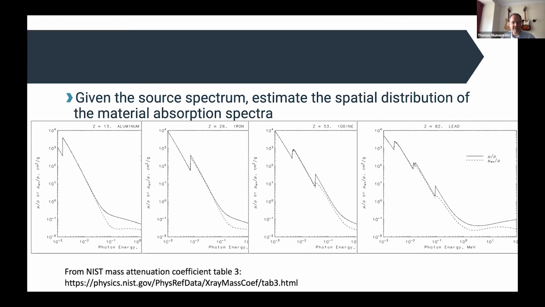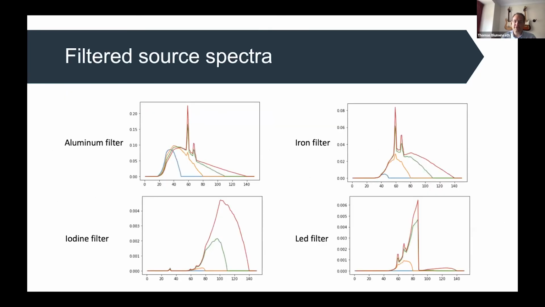The NIST database is a physics database which lists your X-ray absorption. Again, we see these specific features in here. These are what we call K absorption edges. They depend on the material, but otherwise these absorption spectra all look fairly similar. I can now look at what my X-ray spectrum would look like after going through a source and then going through a material. That's the spectra I get for the different source voltages going through different materials: aluminium, iron, iodine, and lead.